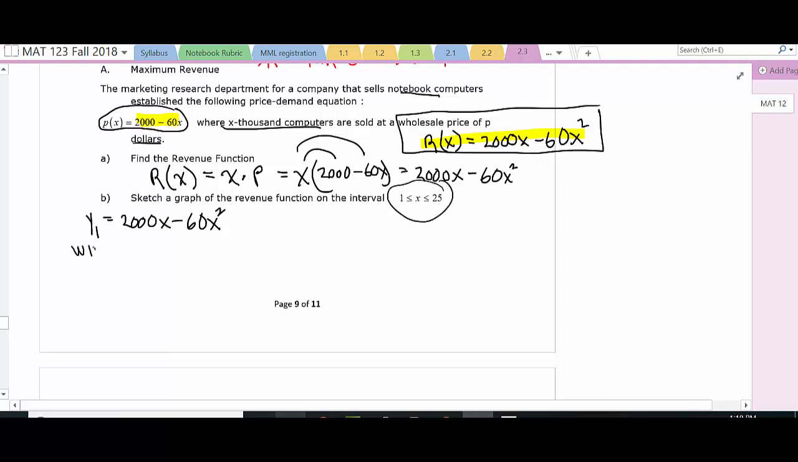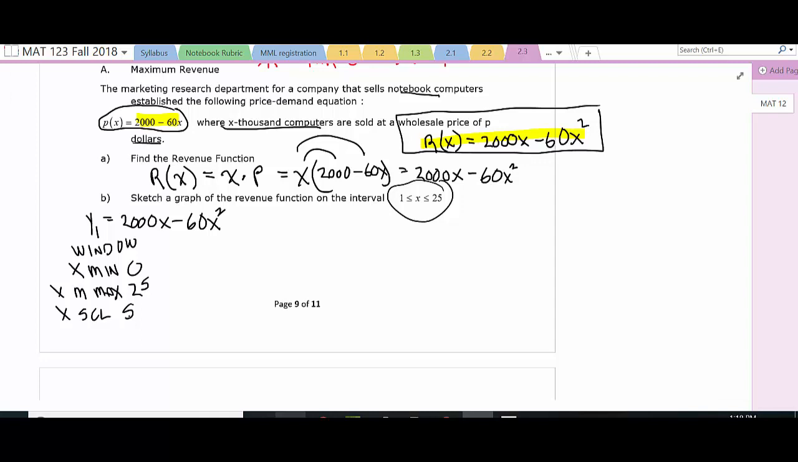So for your window, you want to press your window button. You're going to put in X minimum. You can either put a 1 or 0 in. I'd recommend you just put a 0 in. And then for X max, you want to go ahead and put in 25. And for X scale, I would just do 5. That way your graph's going to go 5, 10, 15, 20, and so forth like that.